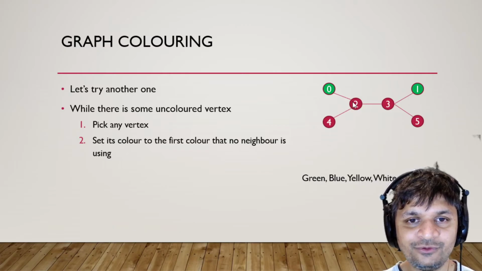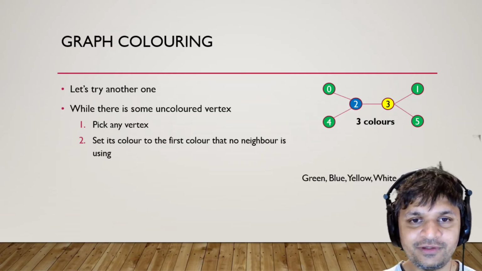We get to vertex 2. Now there's a neighbor using green, so we have to use blue. We get to vertex 3 and there's a neighbor using green and a neighbor using blue, so we use yellow. Vertex 4 can use green and vertex 5 can use green. So we got this done using 3 colors.